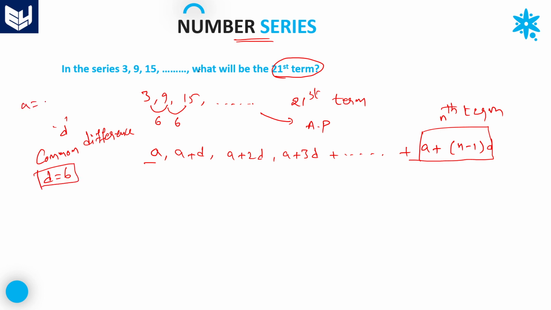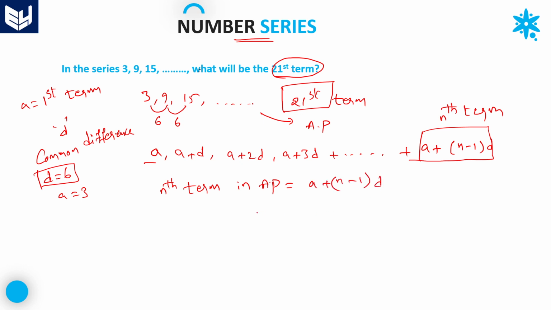And A is called the first term. Here A is equal to 3 and common difference D is equal to 6. Now we have to find the 21st term. According to the nth term in AP, that is arithmetic progression, which is equal to A plus n minus 1 into D.